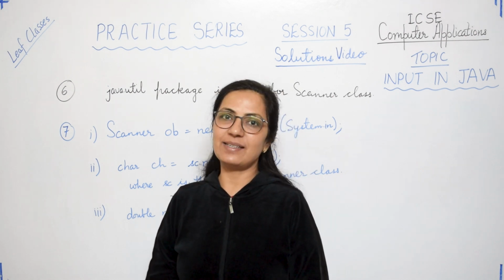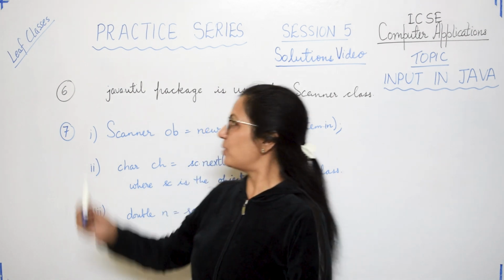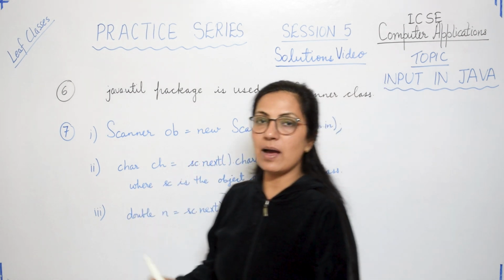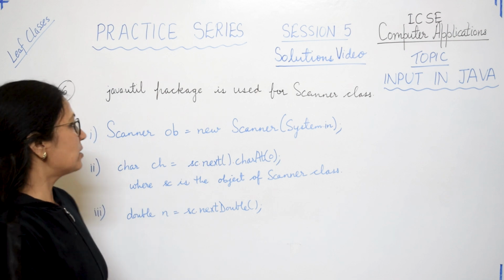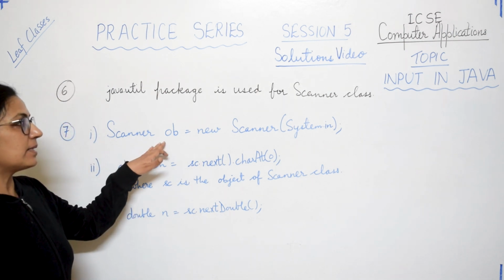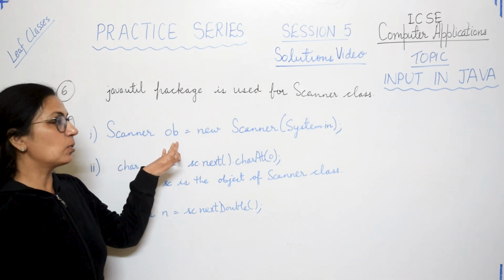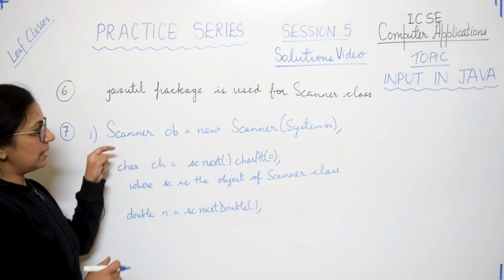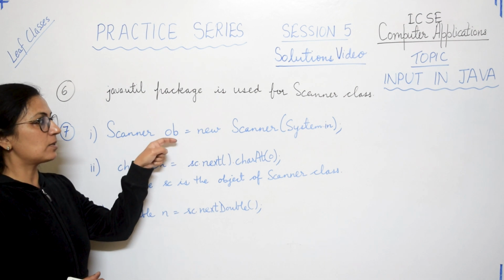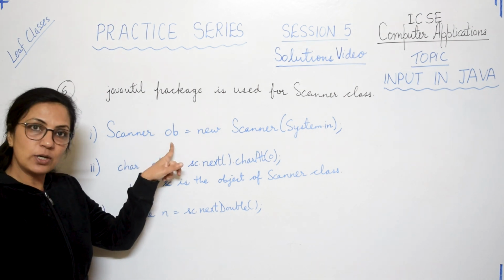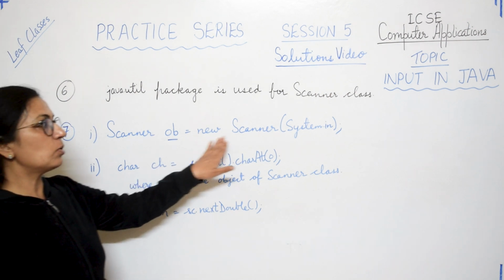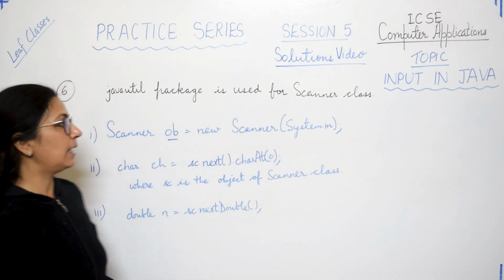All of you know that java.util is the package which is used for the scanner class. And then in question number 7 you have 3 different questions. First question says, write the statement or the syntax to create the object OB of the scanner class. So the syntax is Scanner space object name, and in the question it is written OB. So you will be writing the same object name equals new Scanner(System.in).